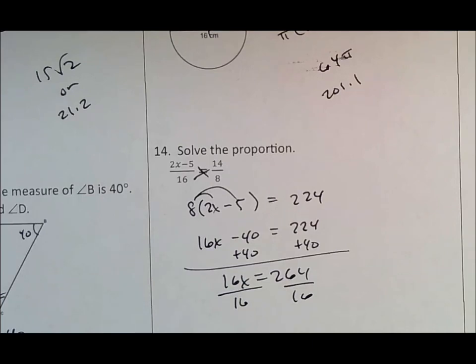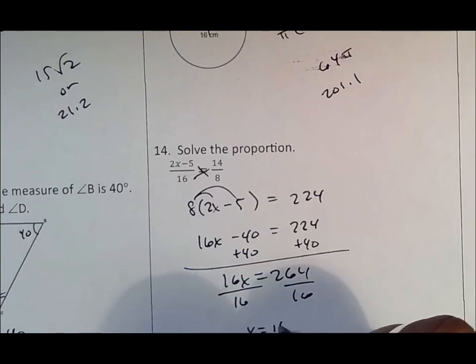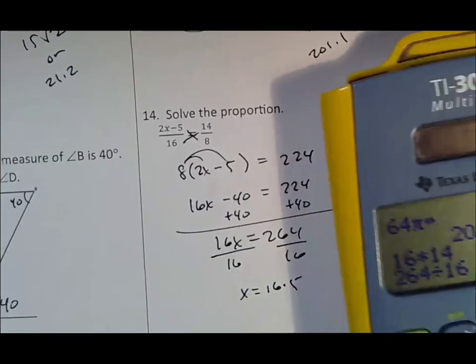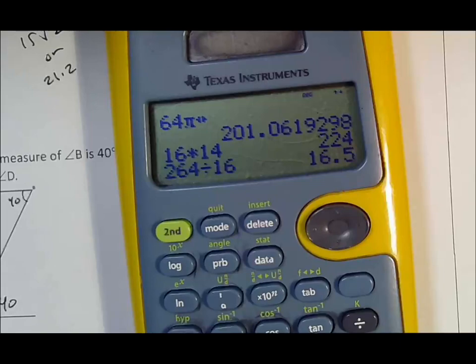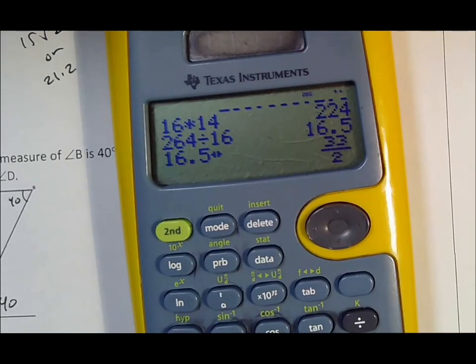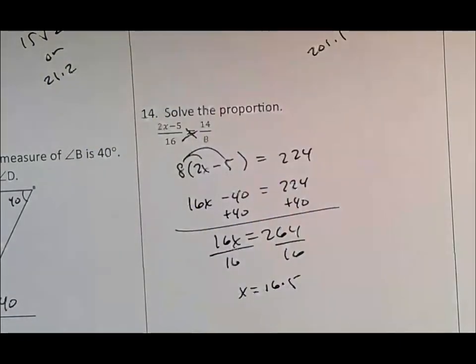Getting 16.5. Or again, if 16.5 is not there and they want the fraction, hit the conversion button again, and notice that it'll turn into 33 over 2 for you if you need to do that.